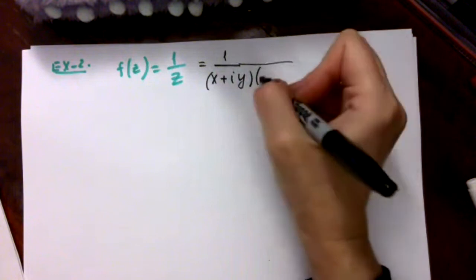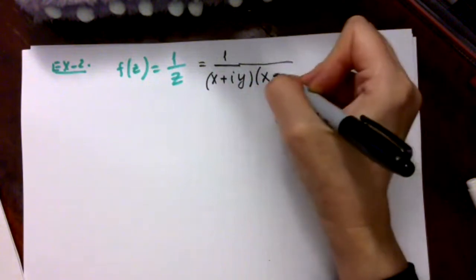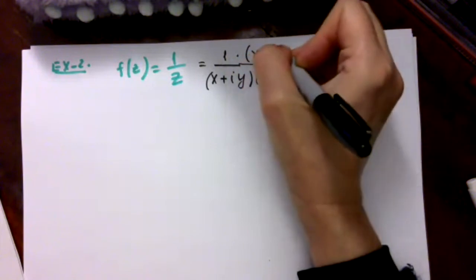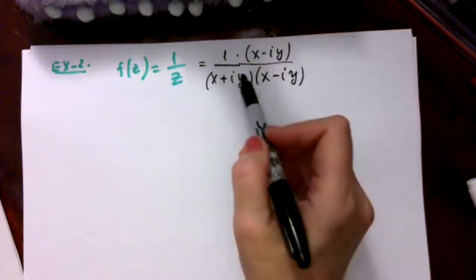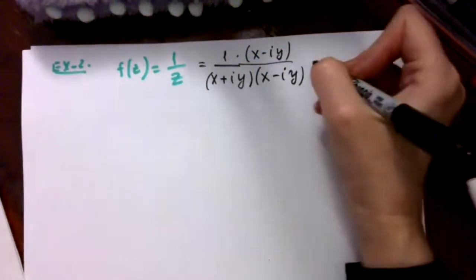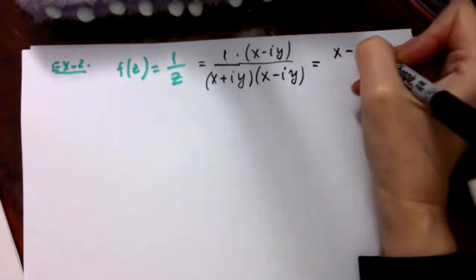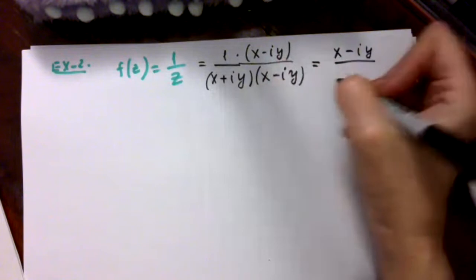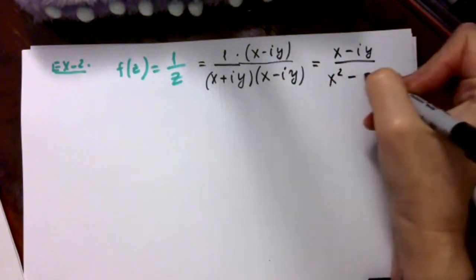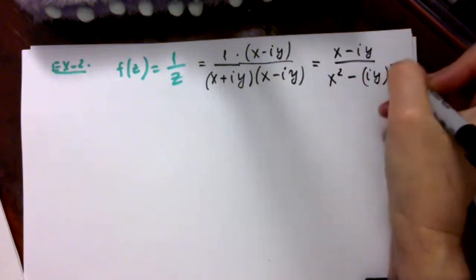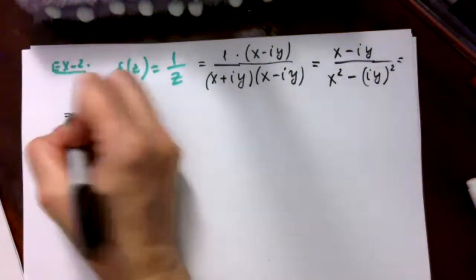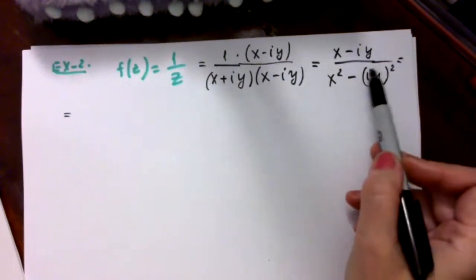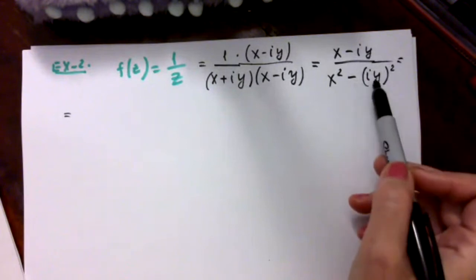We need to multiply both denominator and numerator by the same expression, which is x minus iy. This expression is called the conjugate to the initial expression. The purpose of doing this was to get x squared minus i squared y squared. But the thing is that i squared is minus 1. That is why the imaginary unit i disappears from the denominator.